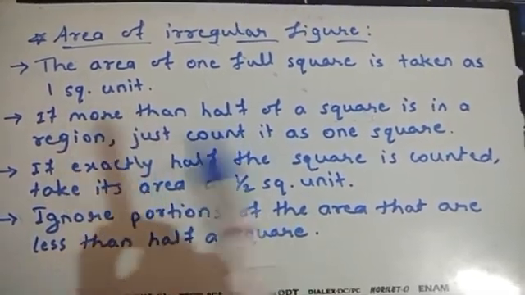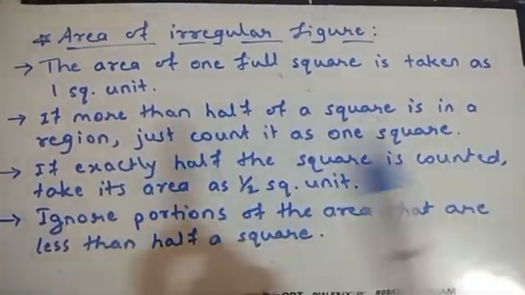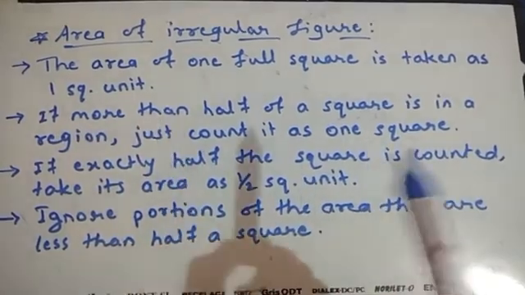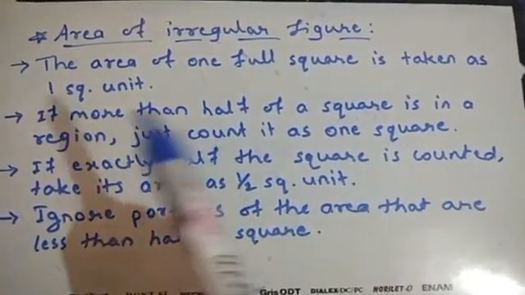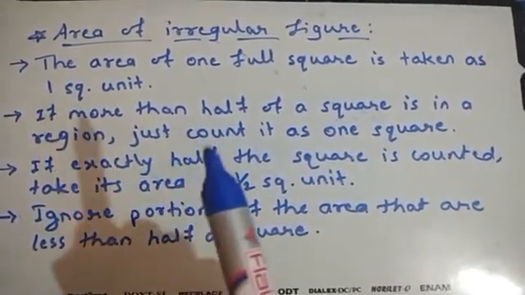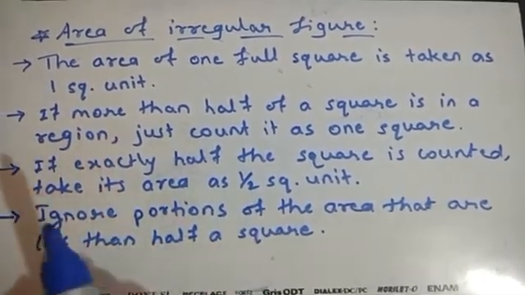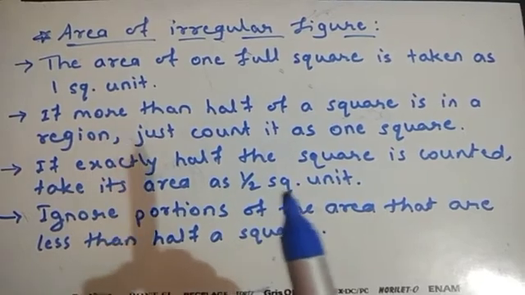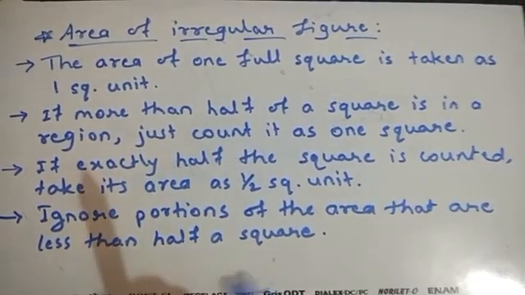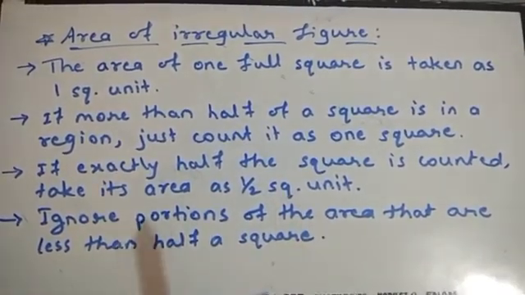Then if more than half of a square is in a region, just count it as 1 square. It means if more than half of a square is covered, then we have to consider it as 1 only. If exactly half of the square is covered, take its area as half square unit. But ignore portions of the area that are less than half a square.